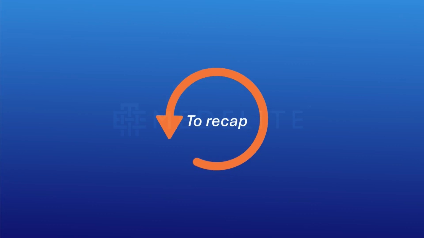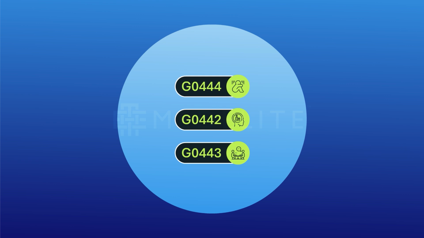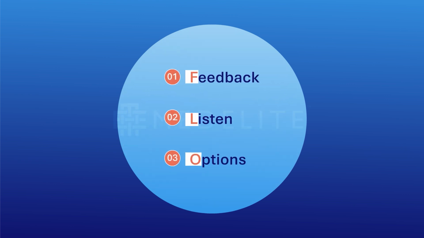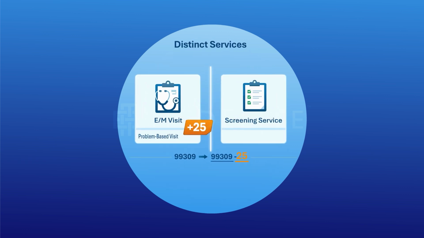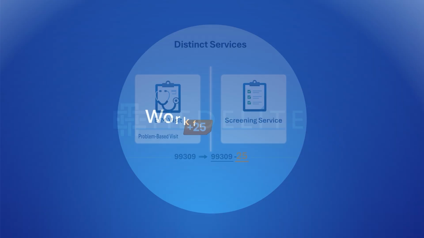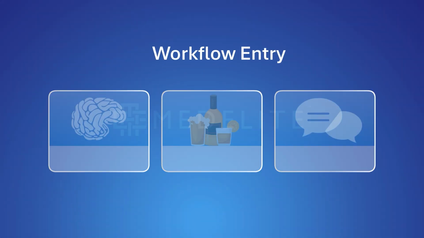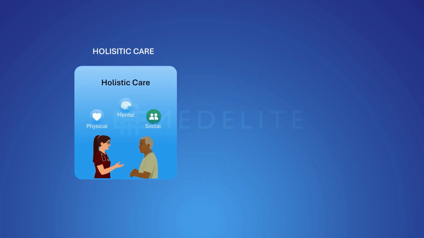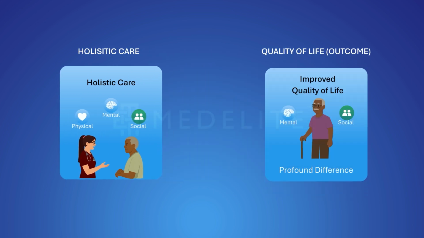To recap, these are annual screenings. Create a safe space for the conversation. Use the FLO framework for brief counseling. And when billing with an E/M visit, add a modifier 25 to the E/M code. By integrating these simple but powerful screenings into your workflow, you provide truly holistic care and can make a profound difference in your patient's quality of life.